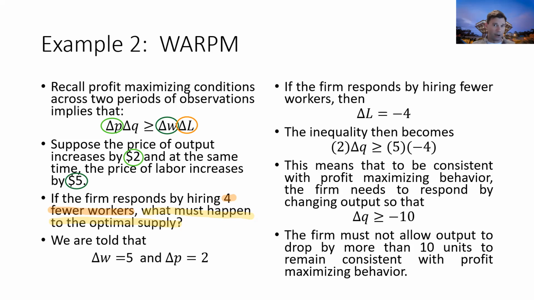So this is a very powerful idea here, this weak axiom of revealed profit maximization, where we can actually use data and a consistency criteria, assuming the technological process is not changing over time, in order to think about what has to be true if profit maximization is satisfied in both periods.